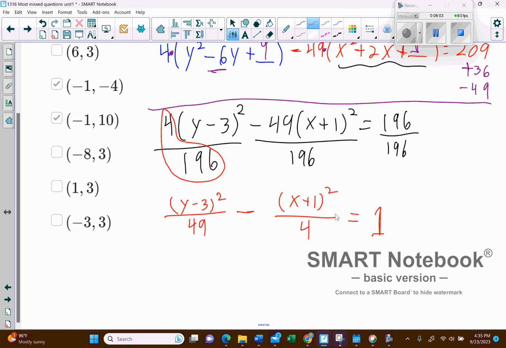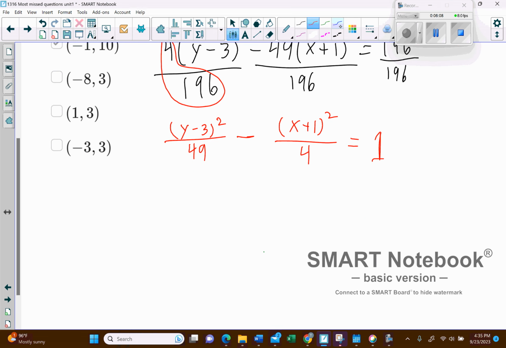Okay, so we have to find the center before we can find the vertices. And so the center is going to be at -1, 3. Okay. And then remember to find the vertices, there's a couple things you have to realize here. It's parallel with the y-axis, the transverse axis that intersects the two vertices. And my a value is actually going to be equal to 7.